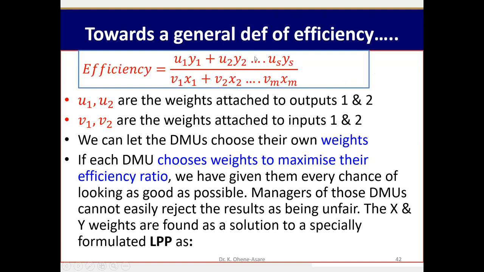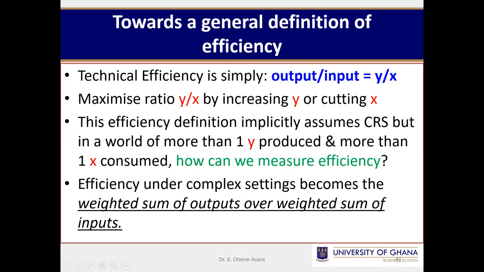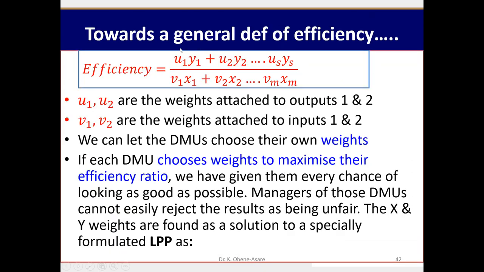I am adding the output, but look at the definition. It's not just the sum of outputs. It is a weighted sum of outputs. So each of the outputs has to be weighted. We have to weight Y1 with a weight called U1, weight Y2 with a weight called U2, and on and on. And then this is divided by the input. So we weight X1 with V1, weight X2 with V2, all the way out to the total number of inputs, which is M.